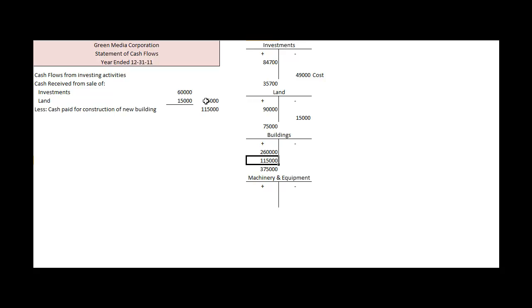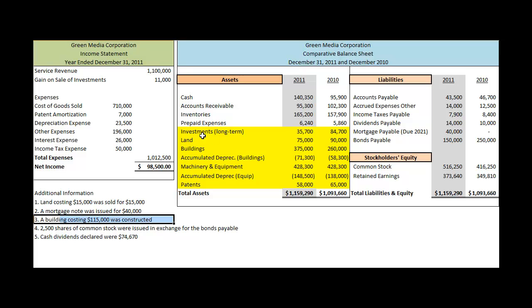So this is a cash inflow. This is a cash outflow. I'll just make it negative so that it makes more sense here. So that's my cash outflow. I'm going to go back here. I've dealt with investments, land, buildings, accumulated depreciation. We took care of that in the operating activity section.